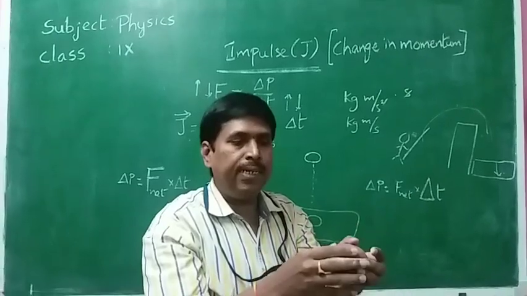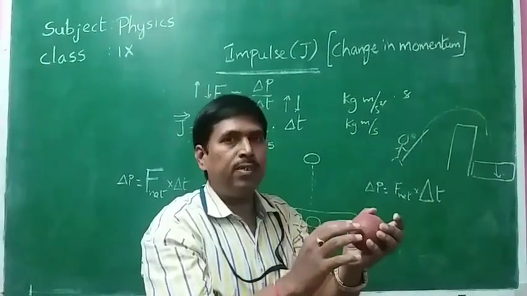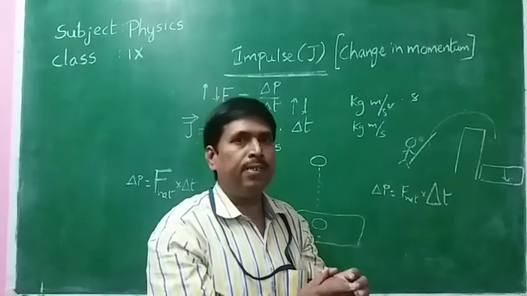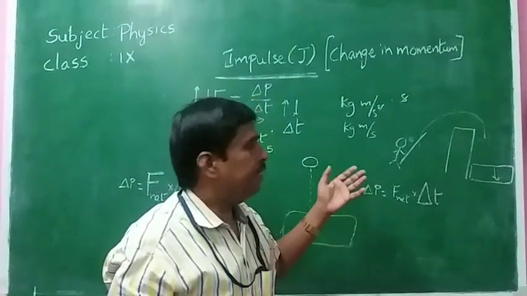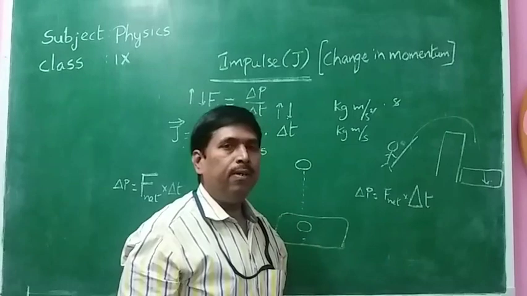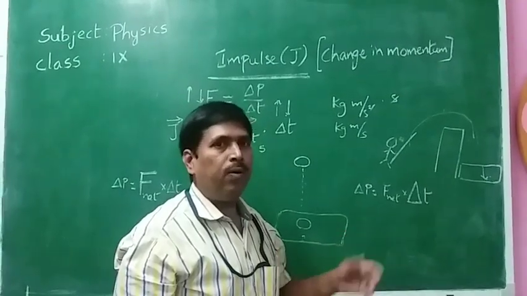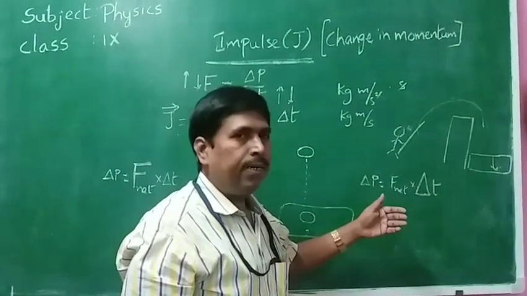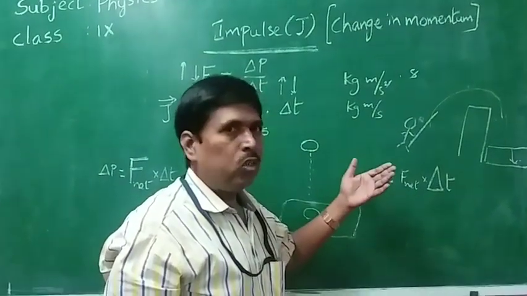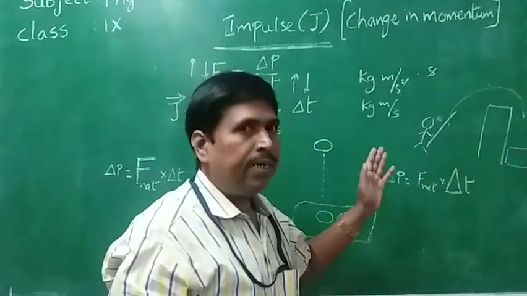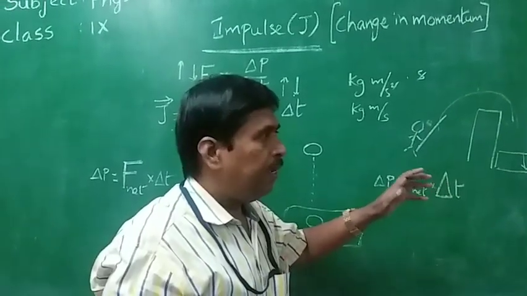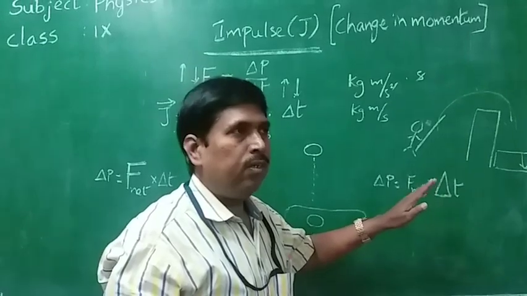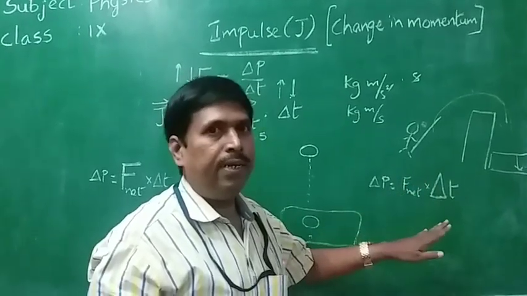Whenever it is getting extended, less force acts on the hand and you will get less pain there. That is how impulse is used in day-to-day life. Similarly, airbags are provided in the car. Whenever the car meets an accident, the airbags open so that the driver does not touch the steering. Within that time, airbags prevent him from touching the steering, so damages can be avoided.